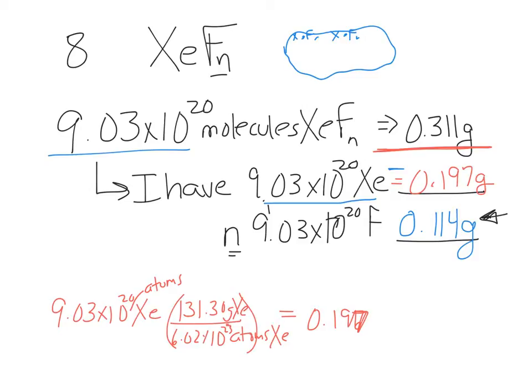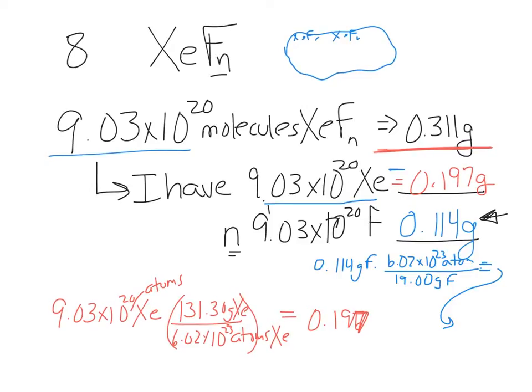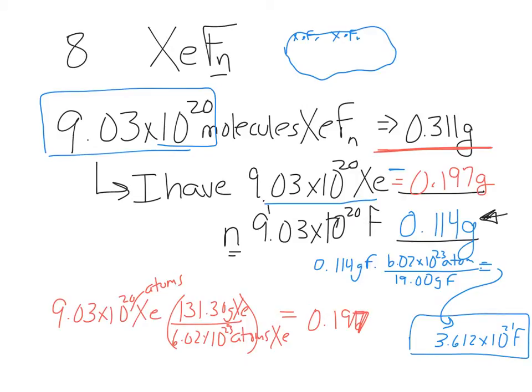So how many atoms of fluorine do you have there? Solve for the atoms of fluorine. 3.612 times 10 to the 21st. That's how many fluorines are in this. Now, I have 9 times 10 to the 20 xenons. I have 3.6 times 10 to the 21 fluorines. Divide those two numbers, and you're going to find that you have a multiple, right? What number do I multiply this by to get my fluorine atoms? Because for every 1 xenon, I have a certain number of fluorine atoms. I'll go to the next page.